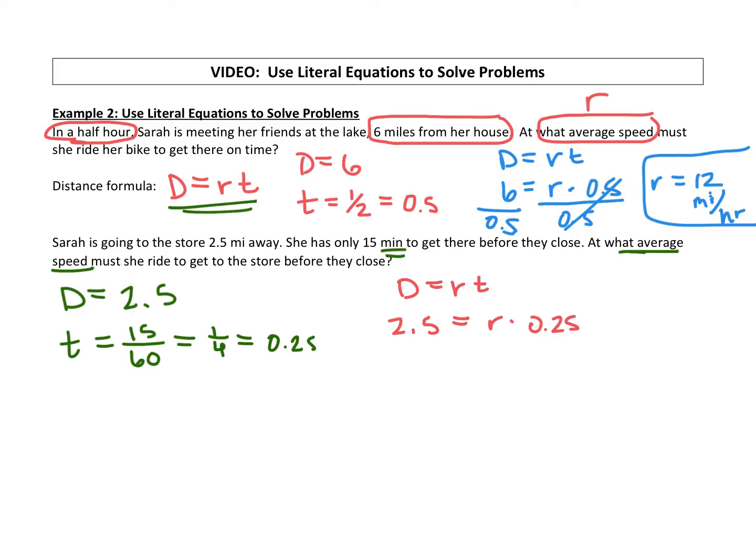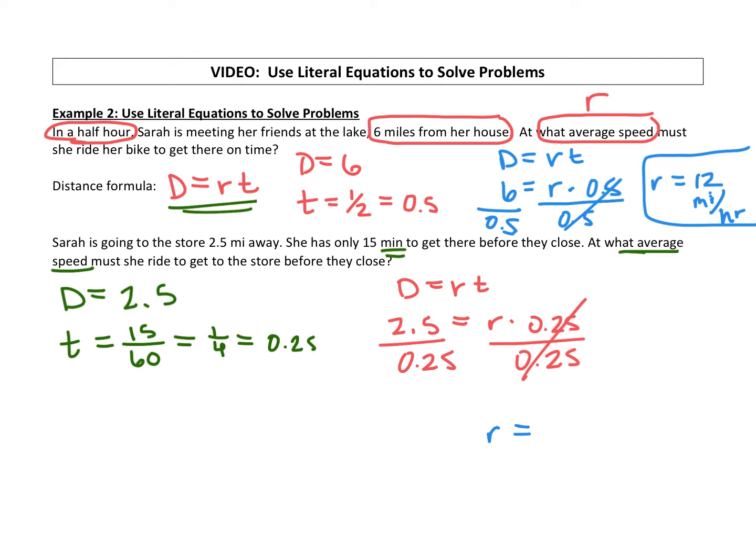And now we're going to solve the equation. We want to solve for r. We can see it's being multiplied by a 0.25. Opposite of multiplication is division, so we're going to divide both sides by 0.25. 0.25 divided by 0.25 is 1. 1 times r is still just an r, that's why we get to cross those off. So our rate is equal to 2.5 divided by 0.25.